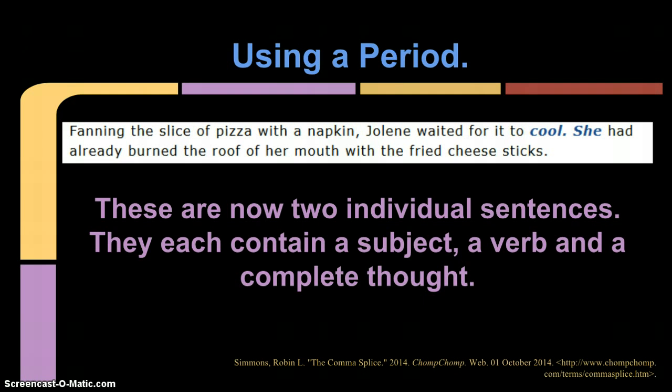Using a period to fix a comma splice is simple. Simply take the comma splice and separate it into two sentences. Our sentence now reads, Fanning the slice of pizza with a napkin, Jolene waited for it to cool. She had already burned the roof of her mouth with the fried cheese sticks. These are now two individual sentences that each contain a subject, a verb, and a complete thought.